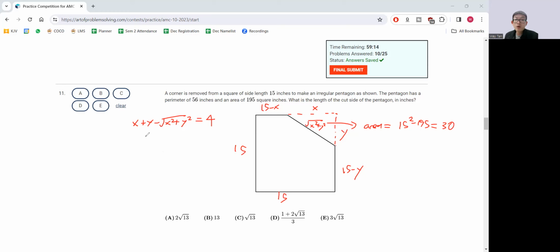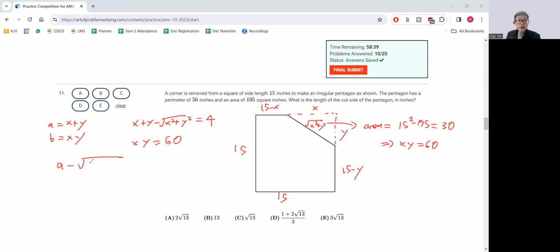And also, I have that half xy is 30, so xy is 60. Okay, so what is the easiest way to do this? I think the easiest way to do this is to do a substitution for a is x plus y and b equals xy.